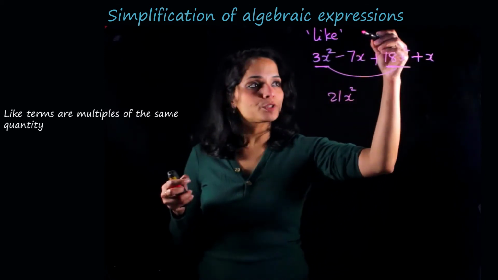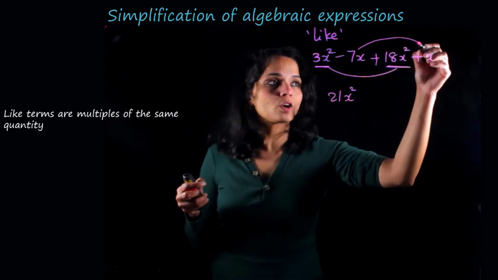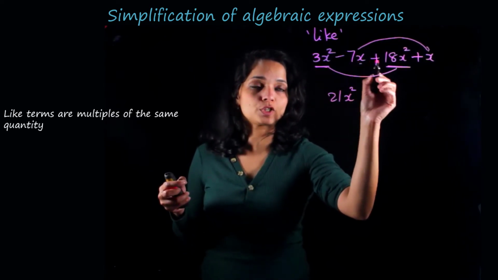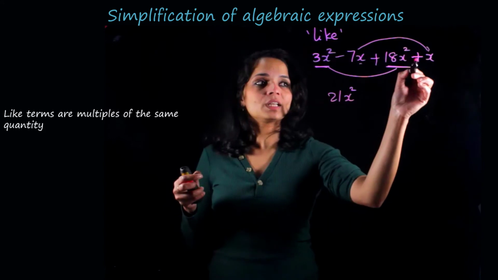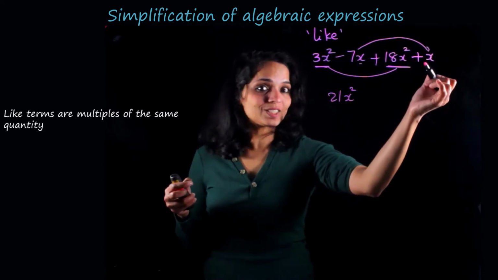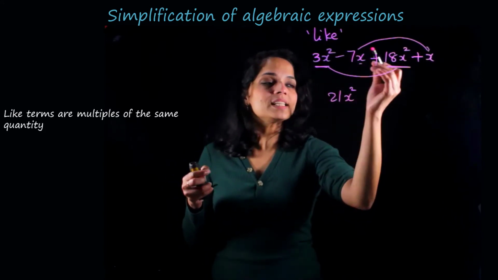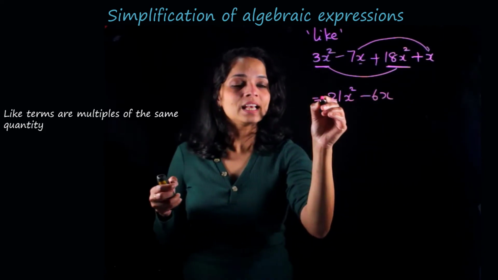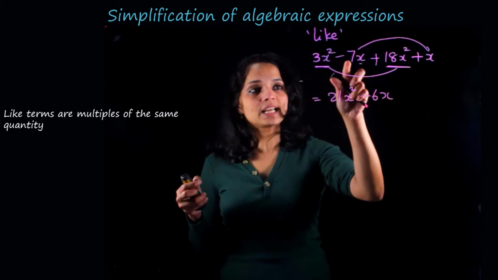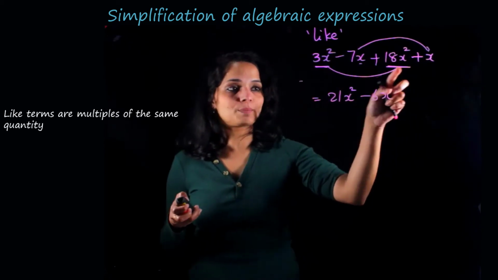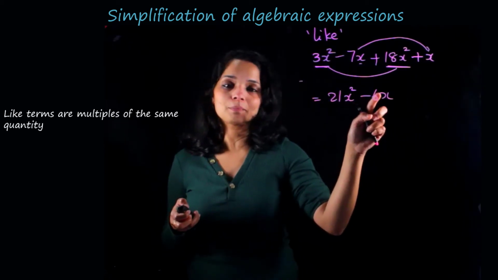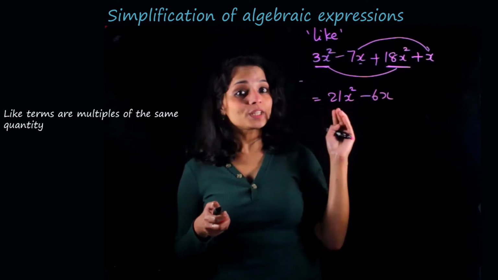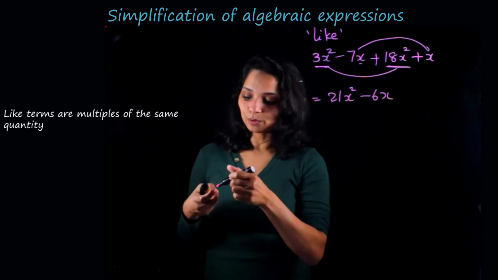Then you can club together these two terms because they are also like terms, as they are multiples of x. So it's minus 7, and the coefficient of x here is 1, which is why we don't write it. Minus 7 plus 1 is minus 6, so minus 6x. The simplified version of 3x squared minus 7x plus 18x squared plus x is 21x squared minus 6x. Hope this makes sense to you. We'll do one more example.